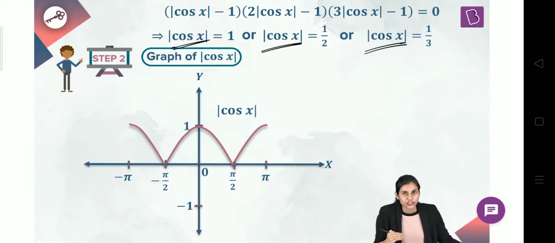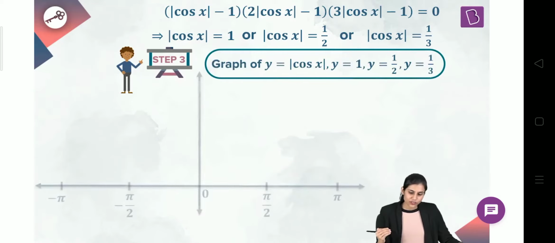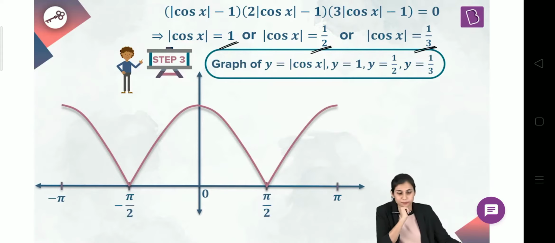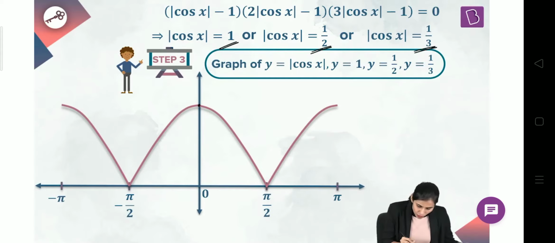In the same Cartesian plane, I will be plotting the graph of y equals 1, y equals half, and y equals 1 by 3. But wait a second. Before I do that, realize that this point is 1.